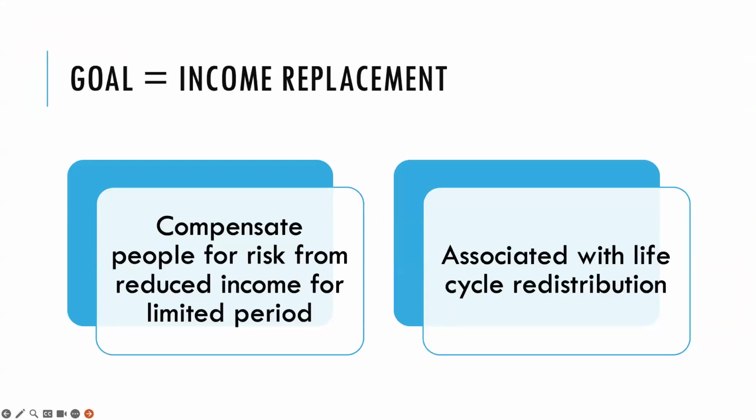And this might involve things like compensating people for risks from reduced income for a limited period of time, maybe because of an illness or anything like that. And also at times it is related to life cycle redistribution, which looks at things like payroll related superannuation and things like that.